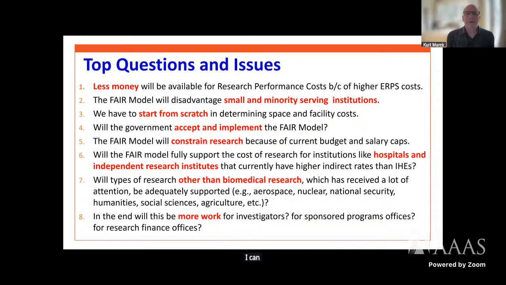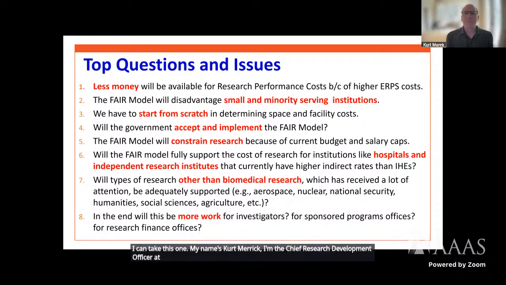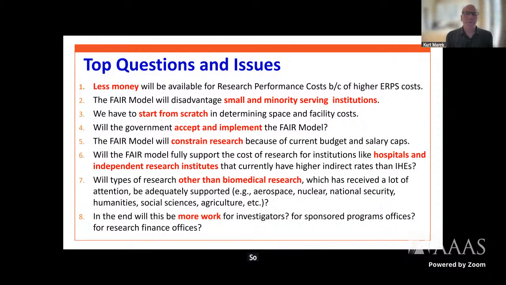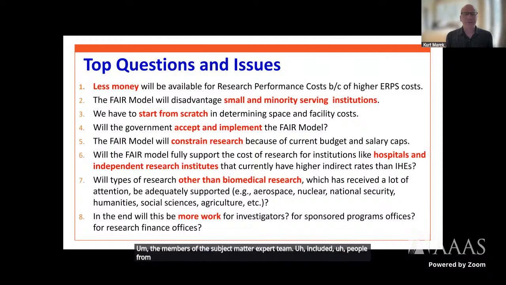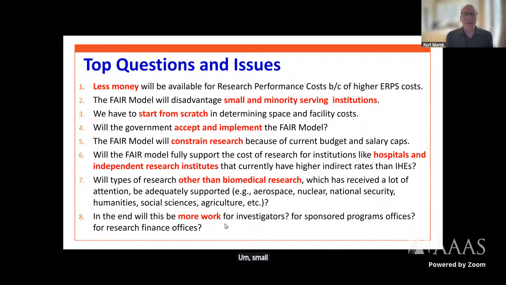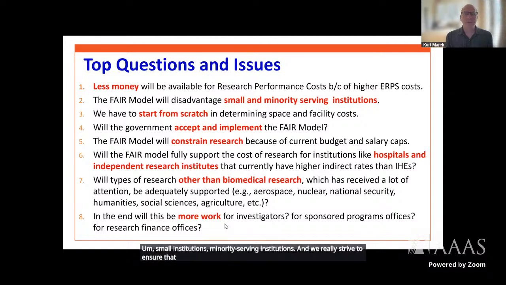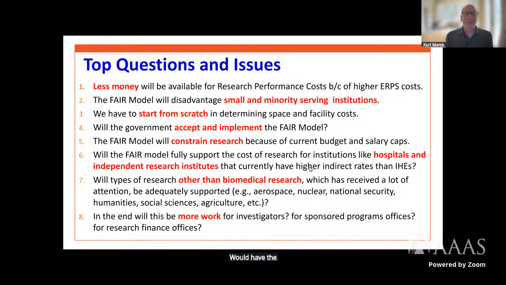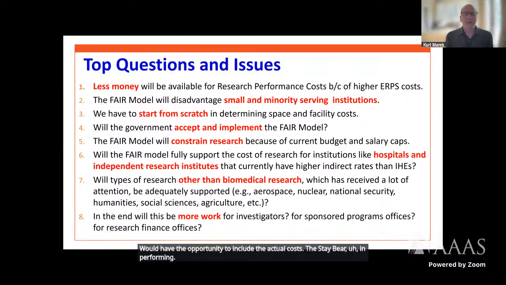I can take this one. My name is Kurt Merrick. I'm the Chief Research Development Officer at Sanford Burnham Prebys, which is a small nonprofit research institute in La Jolla, California. So we are one such institution that has a higher indirect rate, and the members of the subject matter expert team included people from institutions like ours, as well as hospitals and medical centers, small institutions, minority serving institutions. And we really strive to ensure that all the institutions would have the opportunity to include the actual costs that they bear in performing research on behalf of the American people.